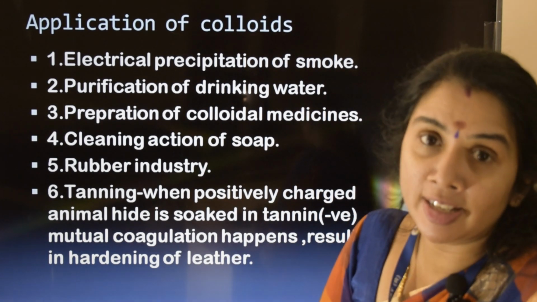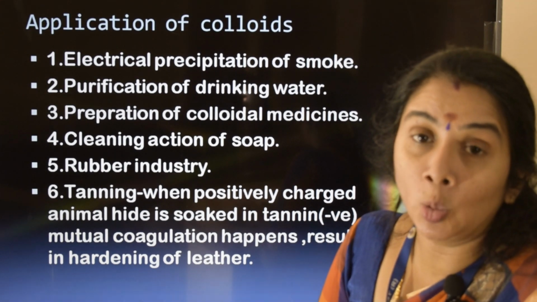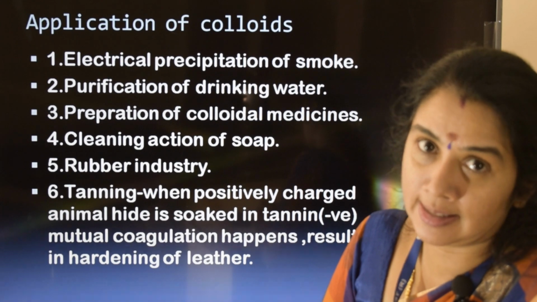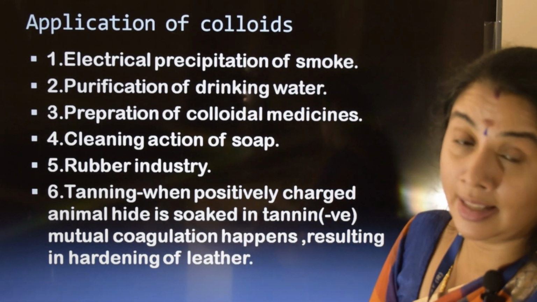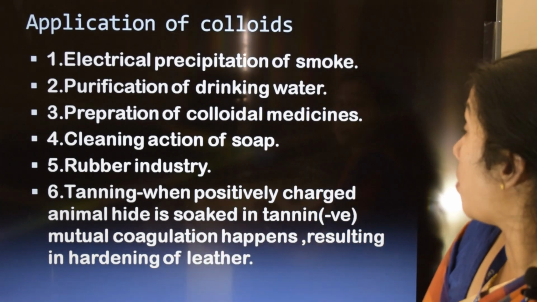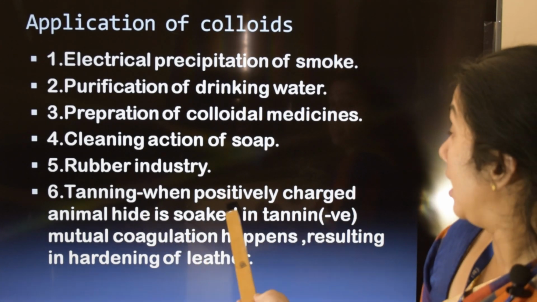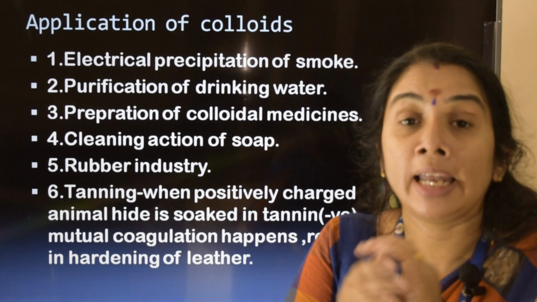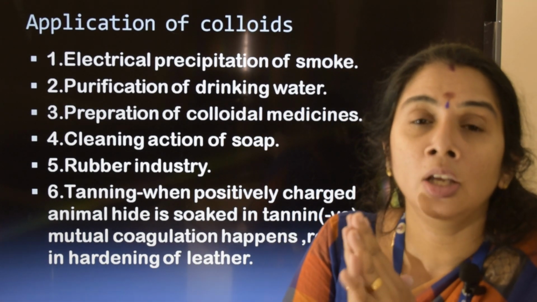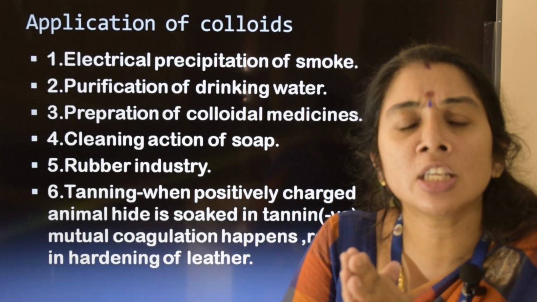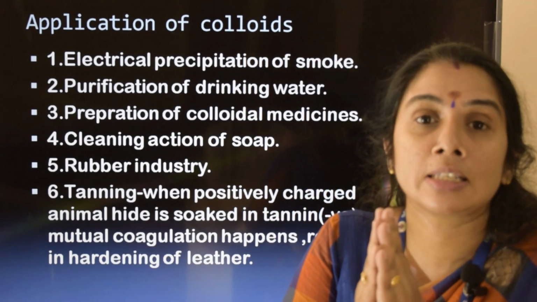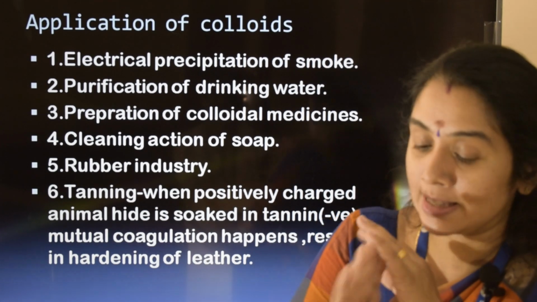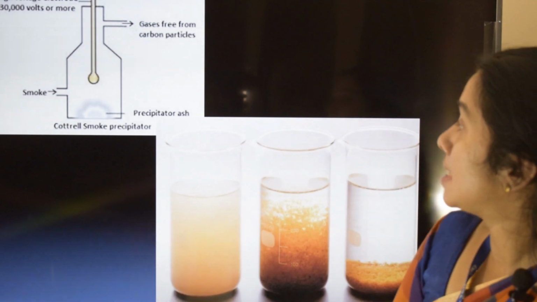Then in the rubber industry, from the rubber plant you get the latex, which is coagulated and then made into sheets. Then in tanning industries, that is the leather industries, positively charged animal hide is soaked in tannin, which is negatively charged, mutual coagulation happens and gives the softening nature of leather. So there are so many industries which apply colloidal techniques for making their product much smoother and eco-friendly for us. So these are the examples; we can see pictures.